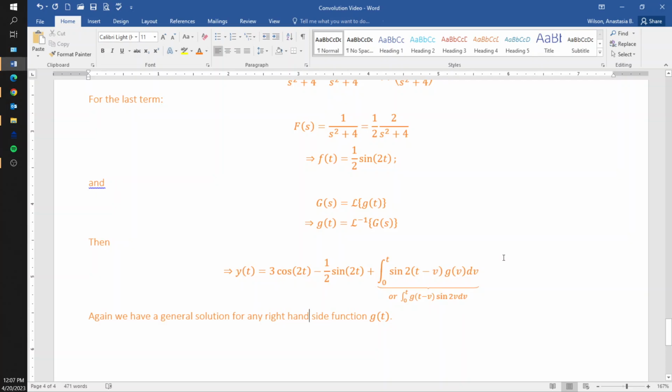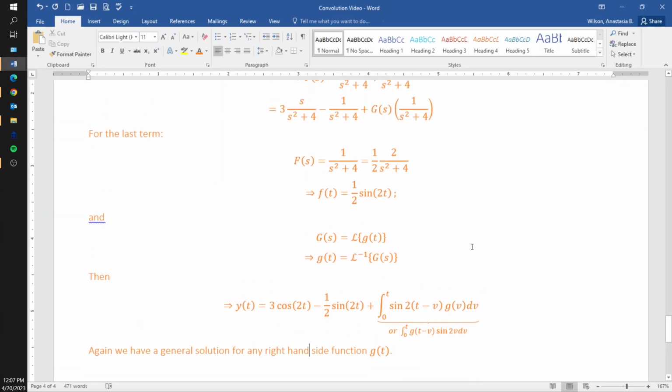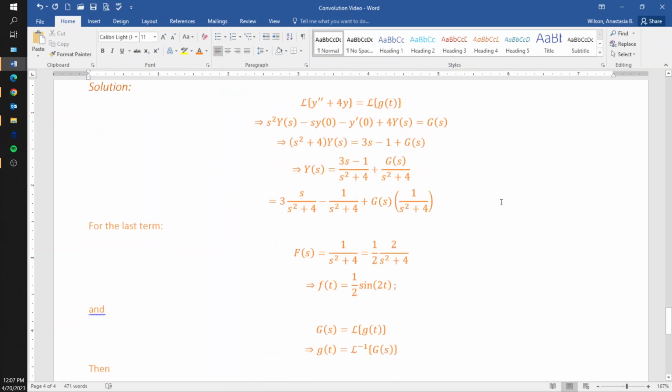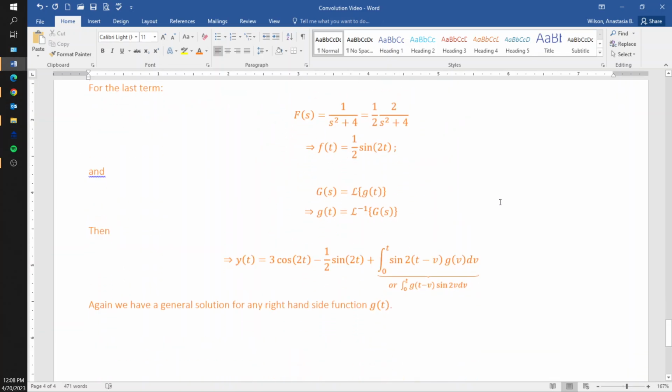So this is another solution similar to the previous exercise where we have a general solution for any right-hand side function. And this is a sort of process that we can do now with any linear higher order differential equation with constant coefficients on the right-hand side. And we can also do a little bit with some non-constant coefficients with Laplace transforms as well. So we get a lot more versatility with the method of Laplace transforms than we do with some of the other methods that we have seen in differential equations.